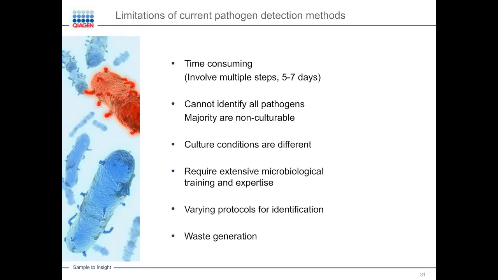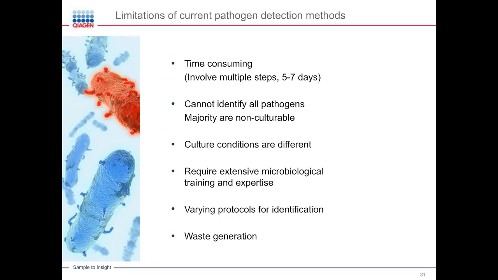And also this whole culture-based detection is pretty extensive and requires a lot of training. That's also one of the limitations. And also the protocols: as an example, you need a soil agar plate, whereas if something is pathogenic, then you need a blood agar plate. All the different protocols are required for identification of the cells. In addition, it also generates a lot of waste.